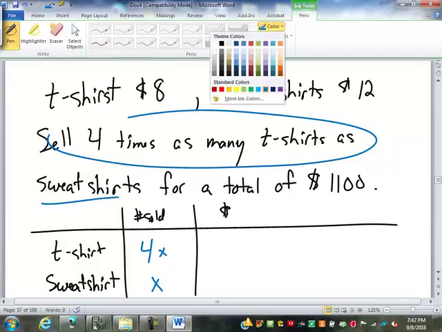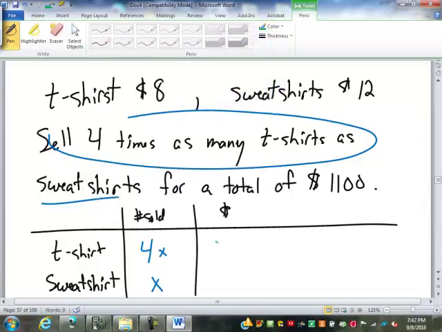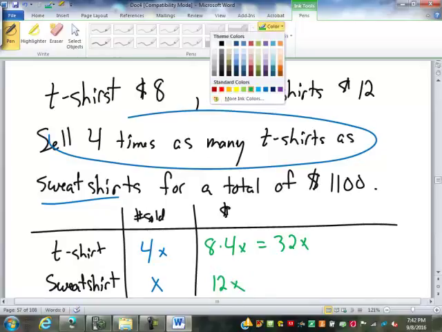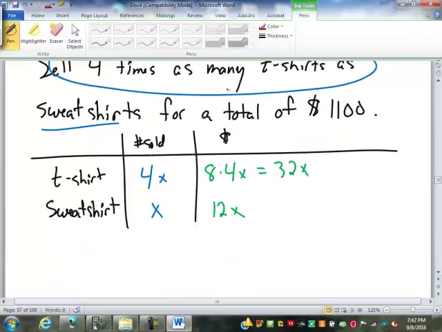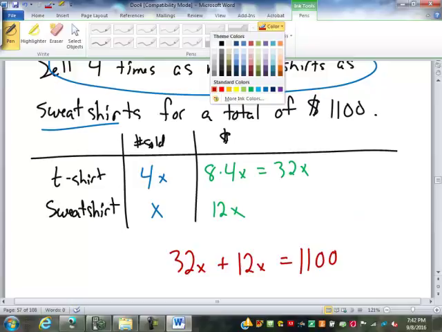What do we put in for our dollar amounts? T-shirts are $8 each times 4x, so 8 times 4x, or 32x. Sweatshirts, $12 each times x, so just 12x. Then what? Equals $1,100. Perfect.